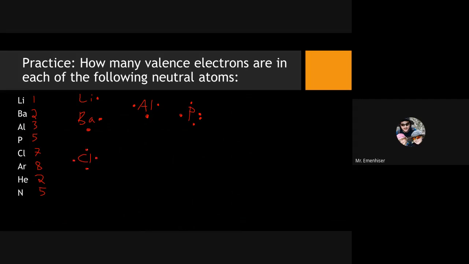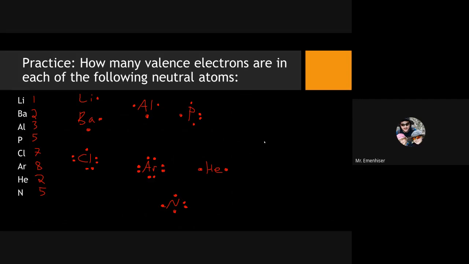Chlorine would have 7 dots. Argon will have 8 dots. And this is what an atom looks like when it has a full outer shell. It's going to have 4 pairs of electrons completely surrounding the atom. So that's a full outer shell. Helium will have 2, and I'll put them on opposite sides just because it looks nice. And then nitrogen will be 5, just like phosphorus: 1, 2, 3, 4, 5. Okay, so there's our number of valence electrons, and there's our Lewis dot diagrams for neutral atoms.